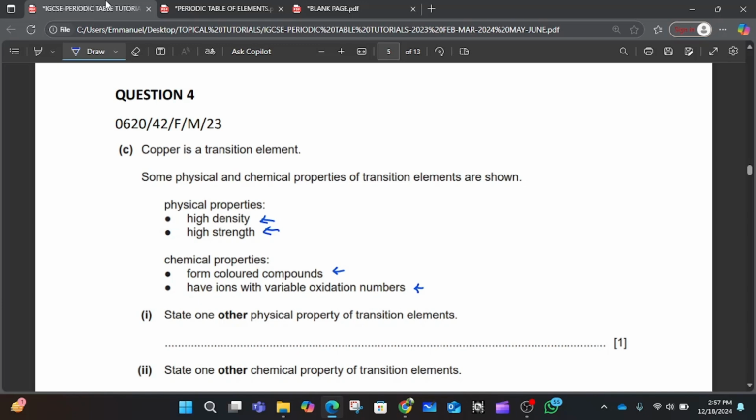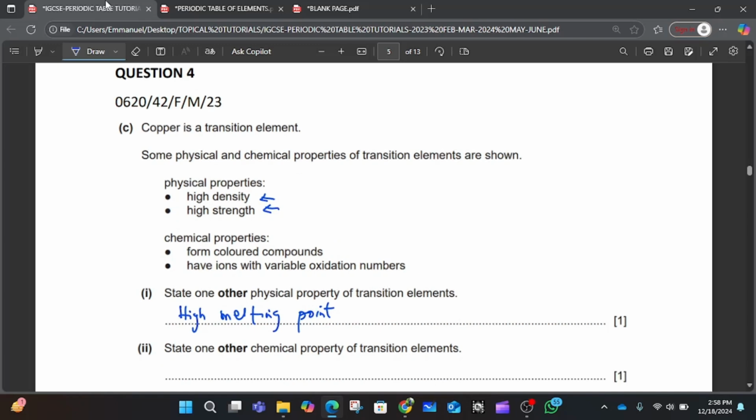So since transition elements are metals, they are expected to have high melting point. High melting point is typical of transition metals compared to group 1 metals. There are other physical properties like conduction of electricity, metals being sonorous, metals being lustrous, and all. But we can go for this.